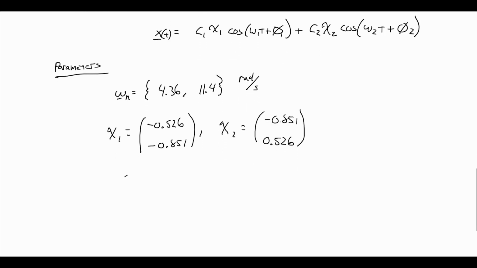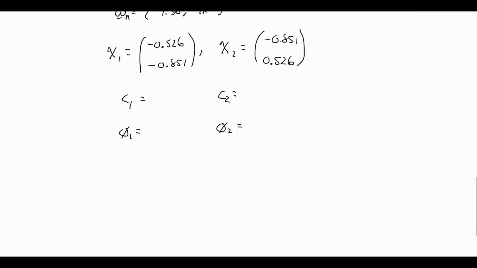Now I still need C1 and C2, which again I'll put here as placeholders, because I need the initial conditions in order to find the C's and the phi's. So I will come back to that, but I need initial conditions to get them.